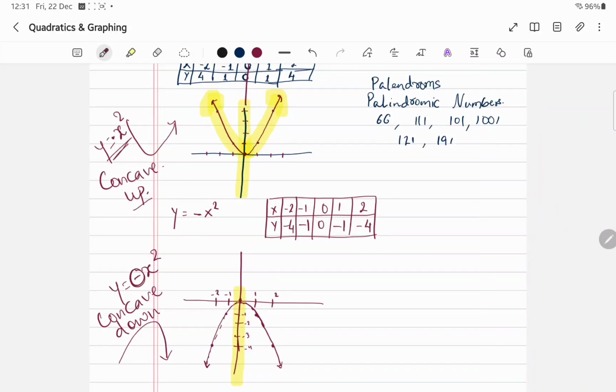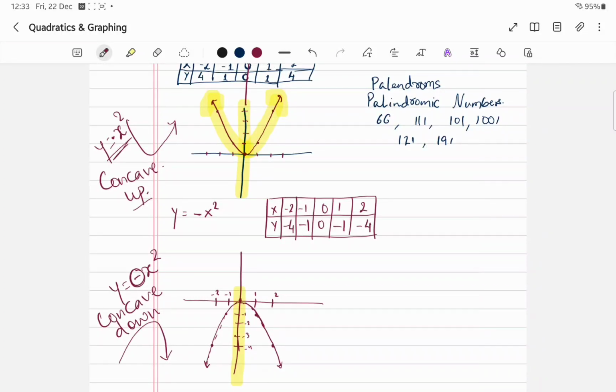All right, so when you look at the equation, if the x squared value is positive, you know it's going to be concave up. If the x squared value is negative, you know it is going to be concave down. So you identify straight away when you look at an equation. So that helps in that understanding.